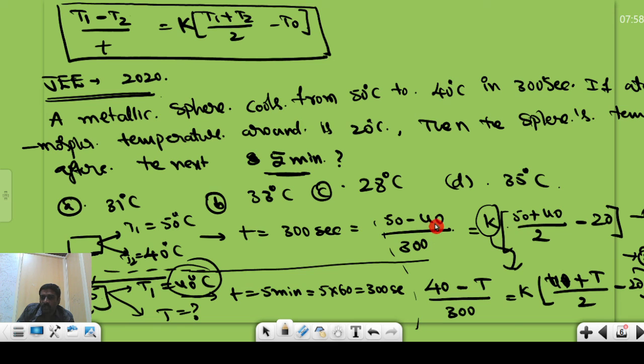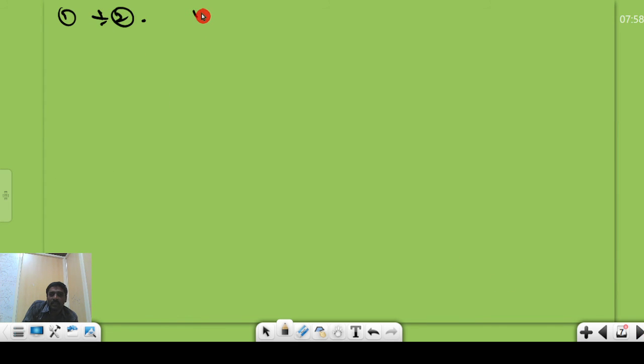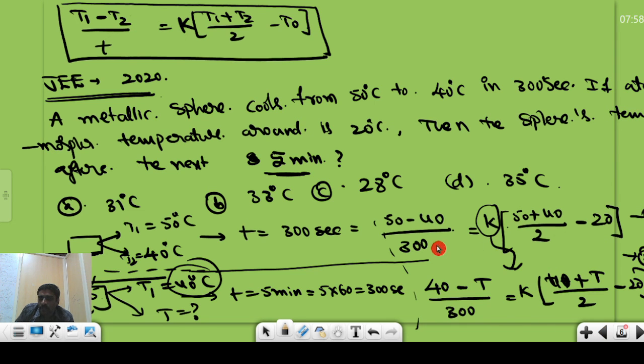So 50 minus 40 is equal to 10. 10 divided by 300 we are getting. First equation it is showing. So 10 divided by 300, it is the first equation left side. So what about the second equation?